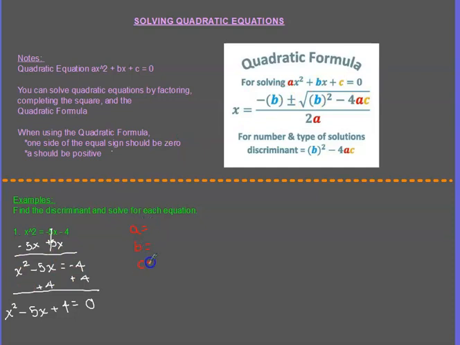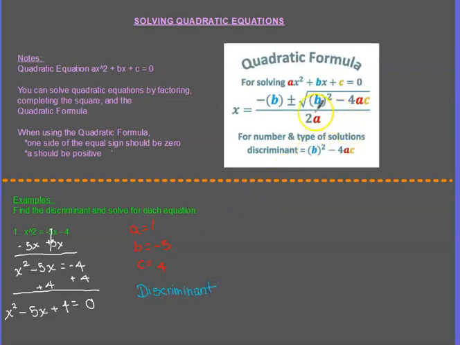So a is the coefficient of x squared, which is nothing there, which means it's 1. B is the coefficient of x, which is negative 5, and c is that constant, which is 4. So once I have a, b, and c, I can find the discriminant as well as use the quadratic formula to solve. So since it asks for both, I'm going to start off with the discriminant first.